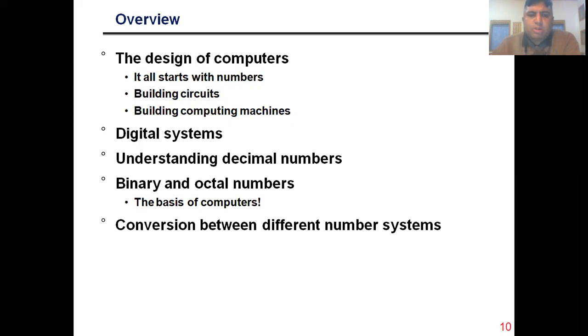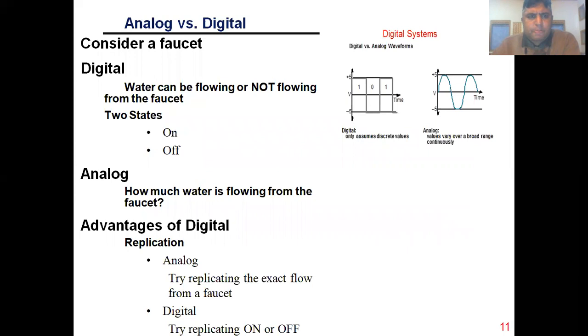What are digital systems? Understanding the decimal numbers, binary and octal numbers, and conversion between these numbers. These are the overview of the next few slides. Basically, we will study what is a binary number and what is an octal number, and how we convert between these two bases. Okay, first we differentiate between an analog and a digital signal.